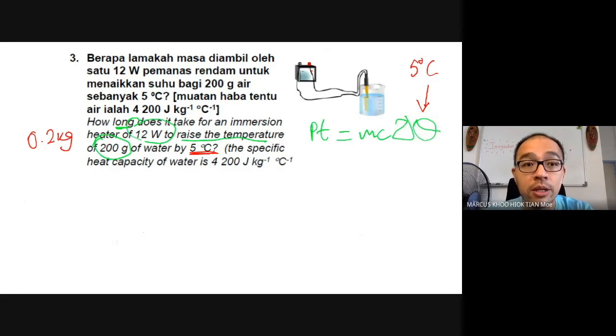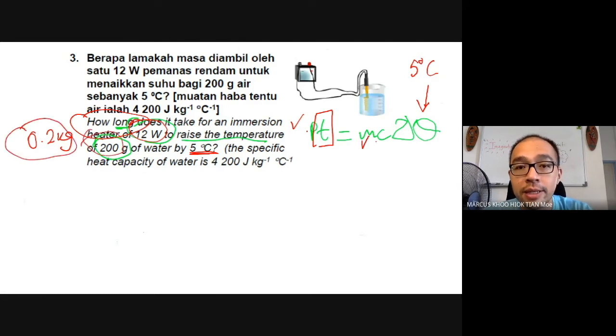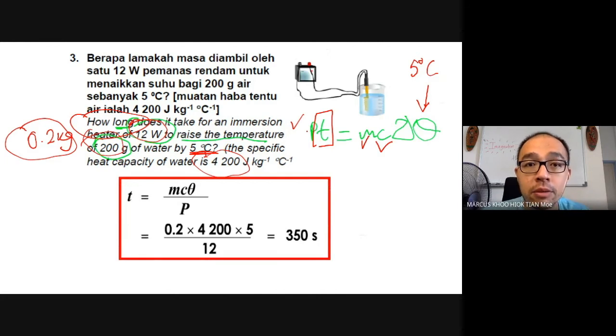So we have all the information. What are we asked to find? How long? How long is the time? This is what we want to find. Do we have the power? We have 12. Do we have the mass? We have 200 grams changed to 0.2. Do we have the C? We have 4,200. Can we find the time? Can, very easily done. It will be 350 seconds. You can change the seconds to minutes if you want. 350 seconds equals how many minutes? Almost 6 minutes, 5 point something minutes, I think.